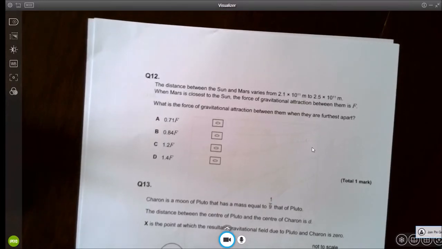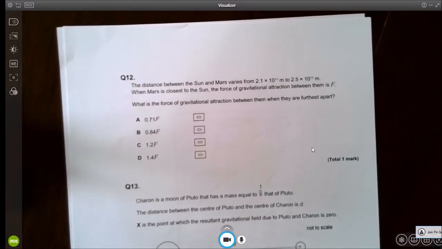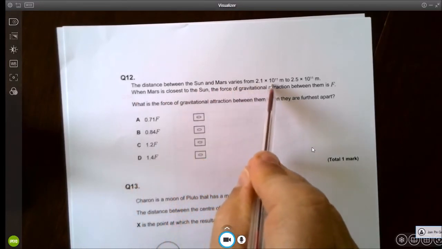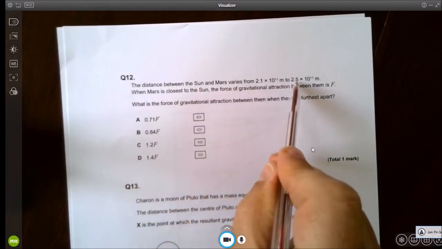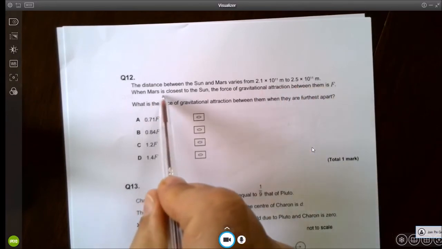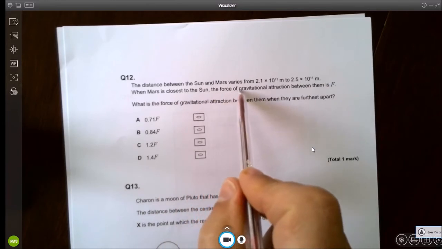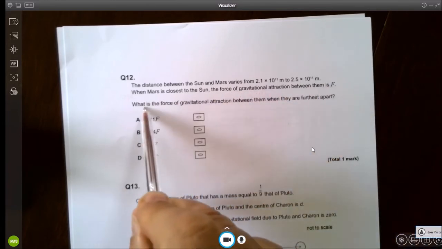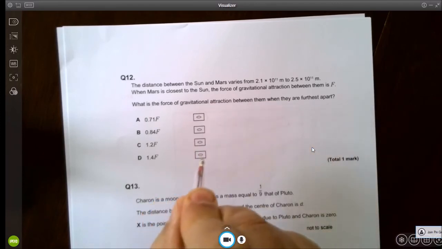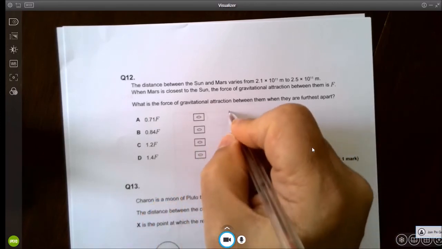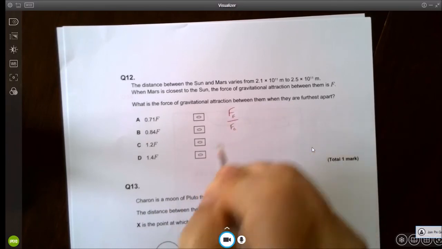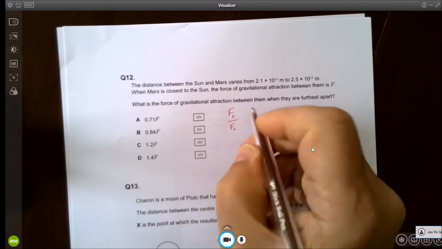Okay, number 12. So the distance between the Sun and Mars varies from 2.1 times 10 to the 11 to 2.5 times 10 to the 11 meters. When Mars is close to the Sun, the force of gravitational attraction between them is F. What is the force when it's furthest apart? So we're looking for a ratio here where we've got the force when it's furthest apart divided by the force when it's closest, which is our F here.